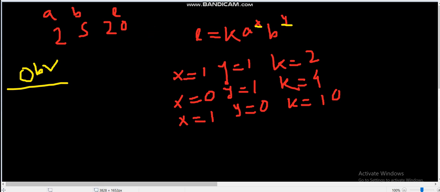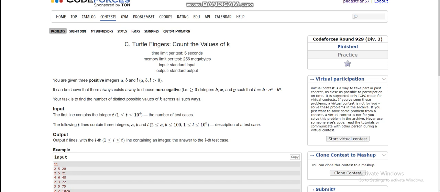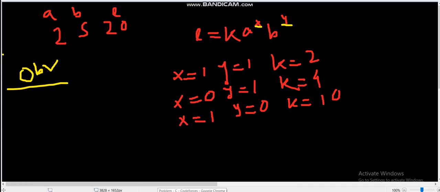One thing to note here is the constraint that the values of a and b start from 2. So let's say a is 2. Then consider 2 to the power p times, let's say, 2 to the power q, taking the smallest values of a and b. So 2 to the power p times 2 to the power q is less than or equal to l.